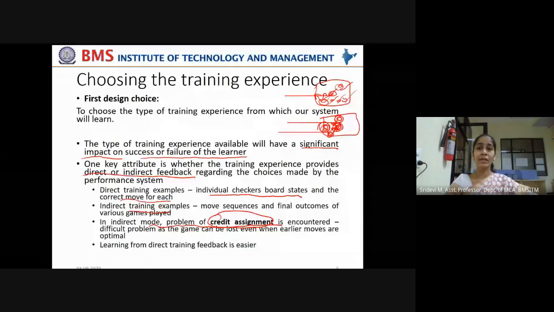Why? Because the game can be lost even when earlier moves are optimal. Initially, the player might have taken optimal moves, but later he made bad decisions about the sequence of moves to be taken, and finally the outcome is losing the game. Though the initial steps are optimal and are given positive credit, because of taking some later wrong moves, he loses the game. So what credit do you assign to the initial moves?